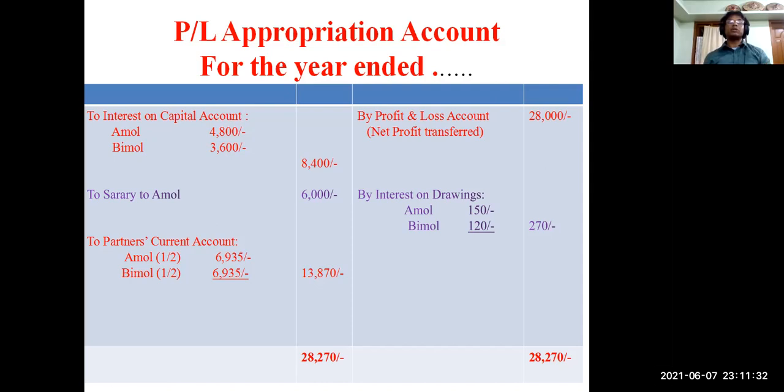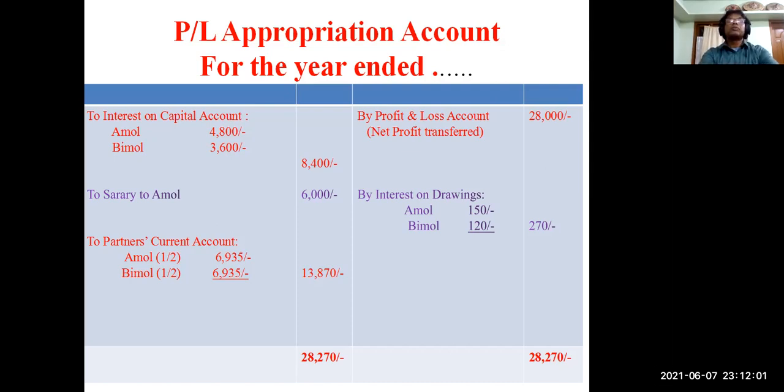If partners' capitals are fluctuating, then it will be to partners' capital account here, correct? But here, partners' capitals are fixed, so you have written to partners' current account. You can also write it simply as to share of profit, Omol this and Bimol this. And in the ledger, if it is fixed capital, it will be transferred to the current account, and if it is fluctuating, it will be transferred to the capital account. So you know that. There's no problem.